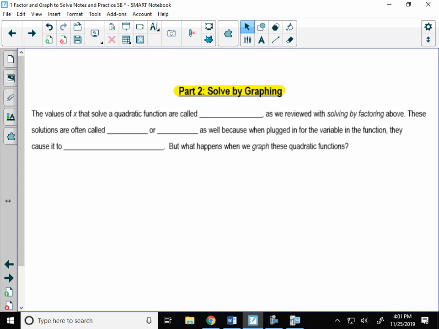Alright, here's part 2 of lesson 1 video. This is graphing to solve, solving quadratics by graphing. So the values of x that solve a quadratic are called the solutions.